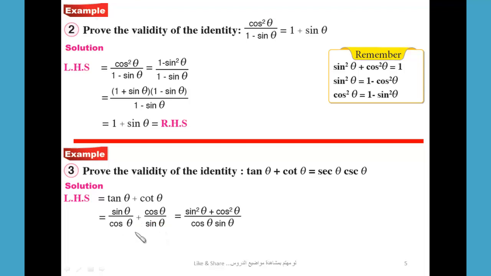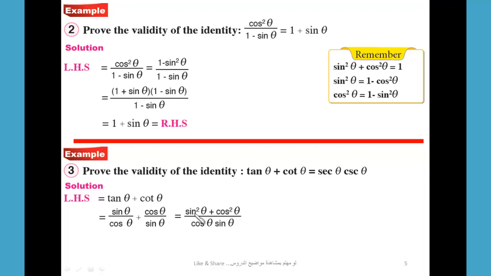How do you add these two fractions? We write the common denominator of these two denominators, lowest common multiple, it is cosine sine. And then cosine sine, divide cosine equals sine. Sine multiply sine equals sine square. And we repeat it with the second fraction. Cosine theta, sine theta, divide sine theta equals cosine theta, and we multiply the result by the numerator equals cosine square.